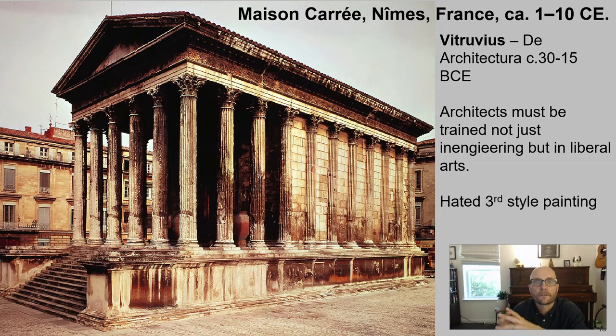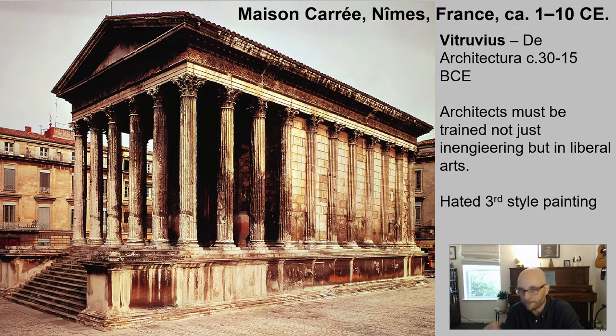I want to talk now, though, about a Roman architect, a guy named Vitruvius, who wrote a book called De Architectura, or On Architecture. Vitruvius is not only an architect, but he's kind of a theoretician. He had ideas beyond just architecture, about city planning and about aesthetics.